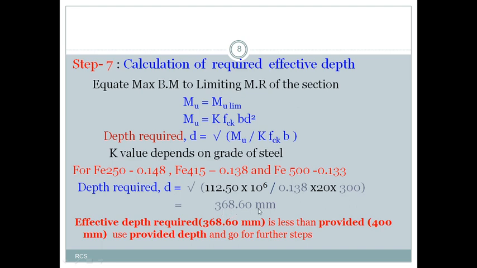Now compare our assumed effective depth of the beam and the calculated required effective depth. If we compare those, the effective depth required, that is 368.60 mm, is less than the provided, or assumed, depth. The provided depth is 400 mm. So our required depth is less than the provided depth, so no problem with that. Then we can proceed with the next step.